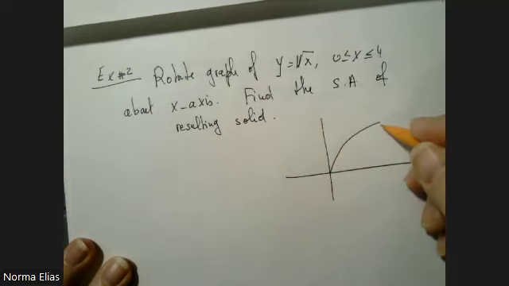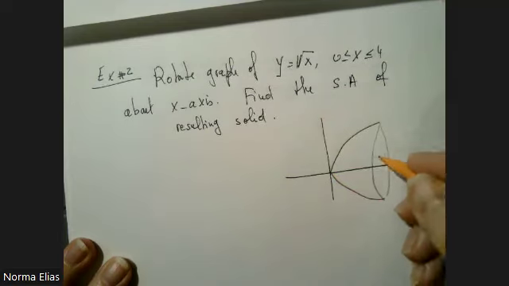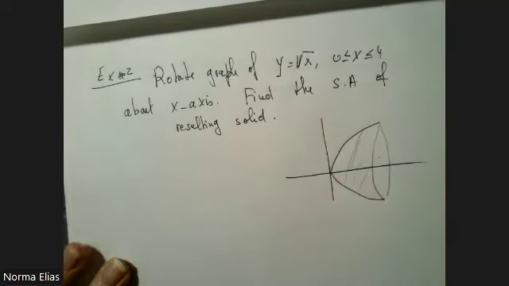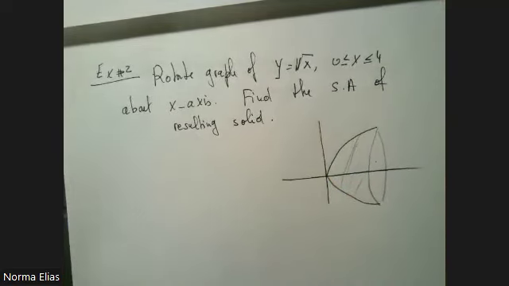That's root x, and I'm rotating it. It's not the volume I'm interested in. I'm interested in the surface area. It means this outer layer. What's the area of the outer layer?